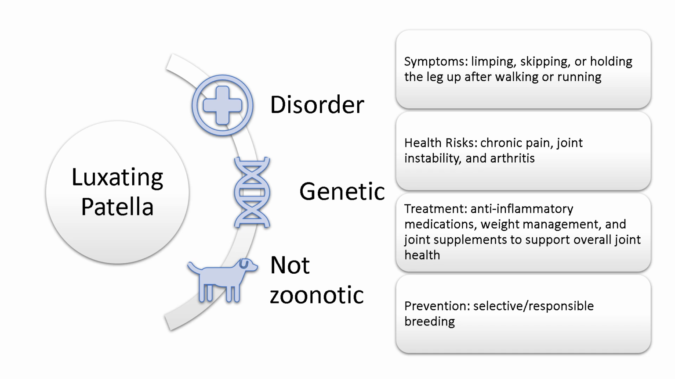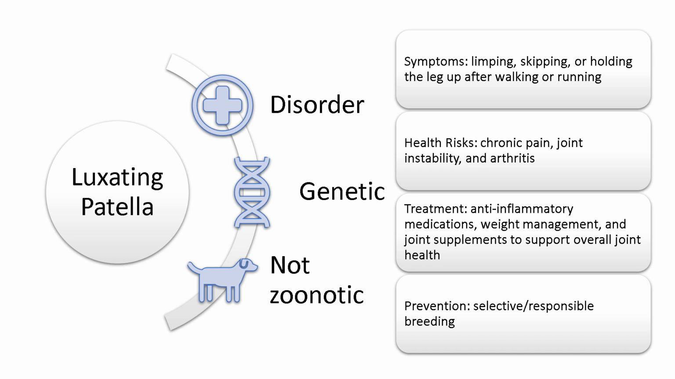Luxating patella is usually genetic and is most commonly seen in small and toy dog breeds such as Chihuahuas, Pomeranians, and Yorkshire Terriers. It can develop due to anatomical abnormalities such as shallow femoral grooves or trauma. It can be present at birth or develop later in life.